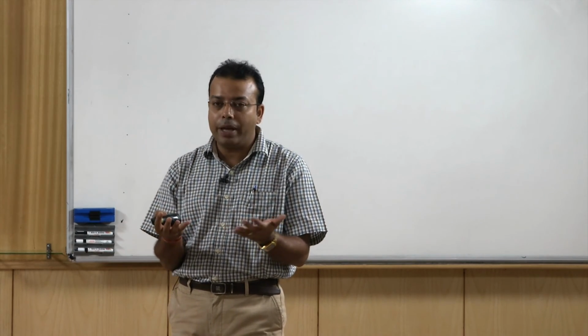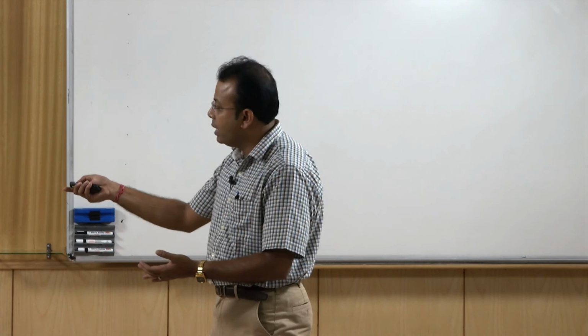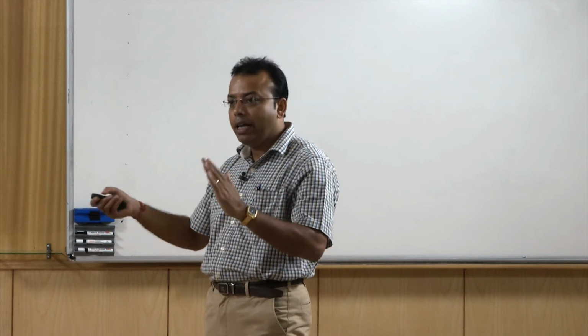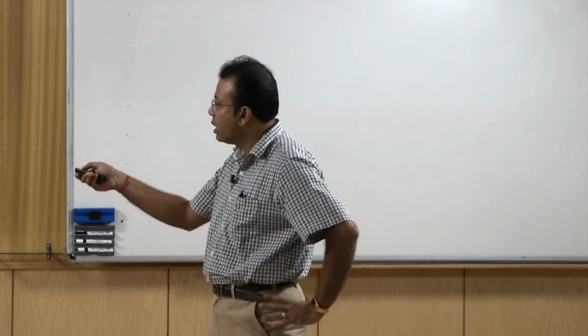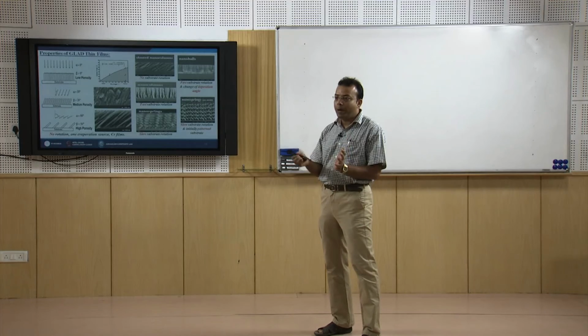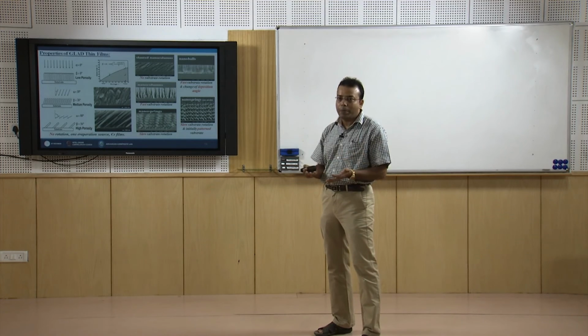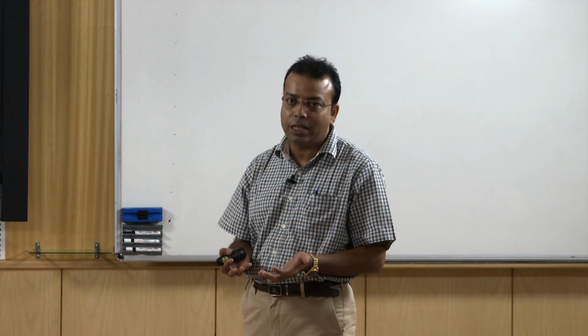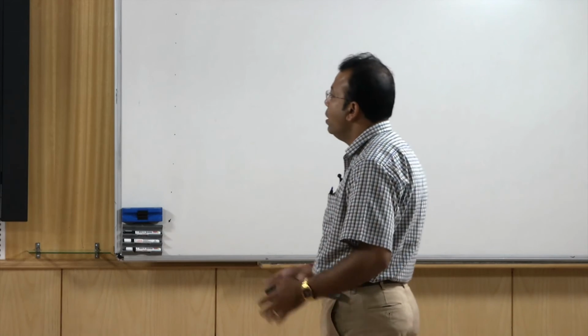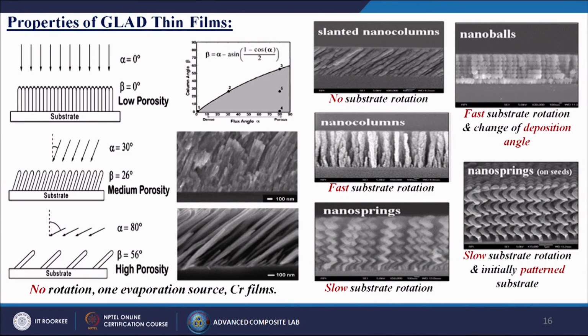If some air has been passed, then it looks like this, and if there is no air, it looks like some kind of straight structures. So, you can change the porosity of that particular material by changing the angle of incidence of the reactive gases onto the substrate itself. If there is no substrate rotation, the shape will be like this. With substrate rotation and change of deposition angle, you can get this kind of shape. With substrate rotation and an initially patterned substrate, you can get this one.